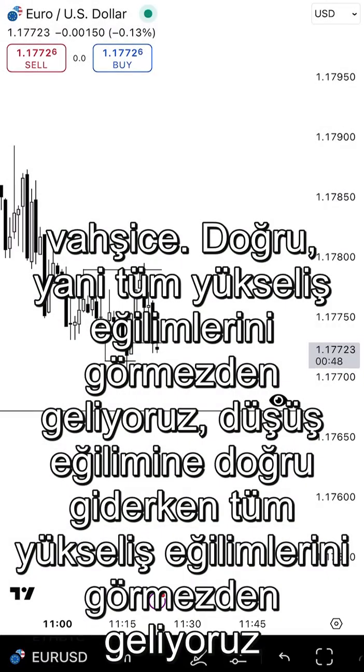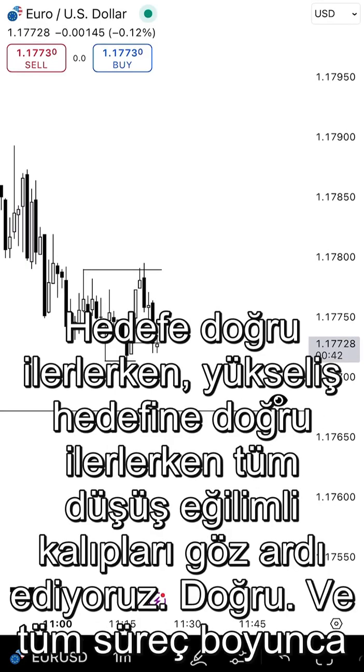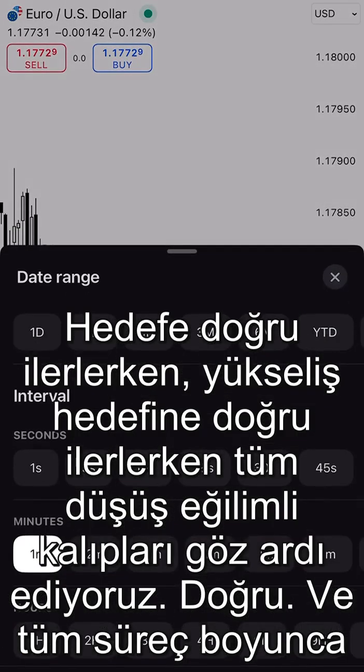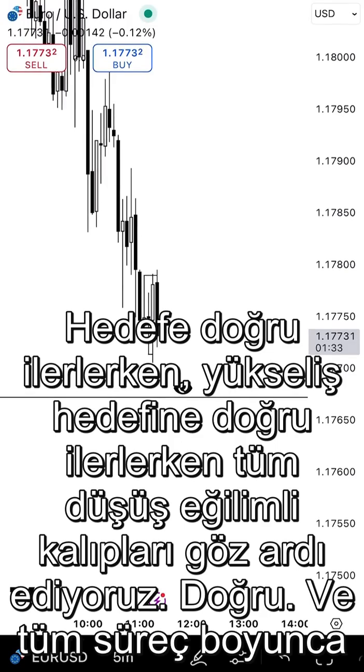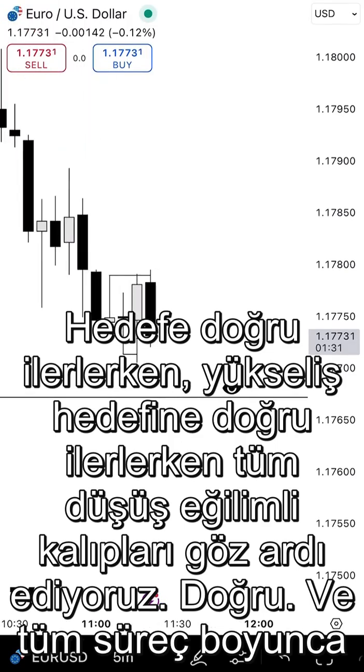Right, so we ignore all bullish patterns on the way down to a bearish target, and we ignore all bearish patterns on the way up to a bullish target. Right?